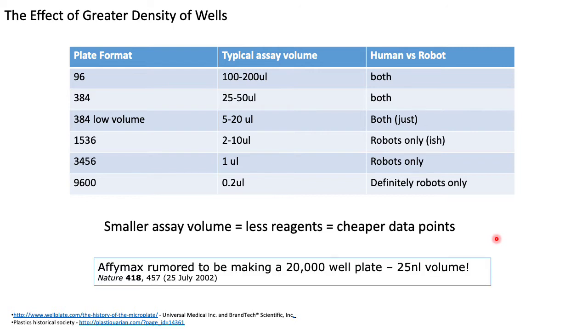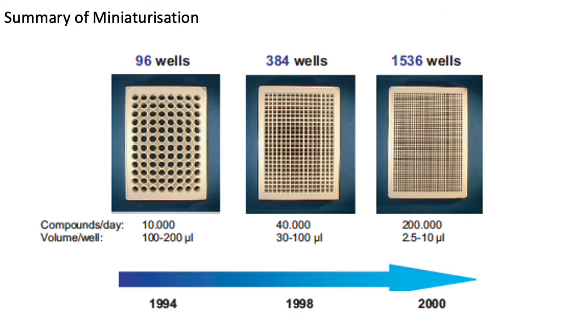And Aurora is actually rumoured to be making an even bigger plate, so 20,000 well plates, and that's using a volume of 25 nanoliters. So that's a really small volume, so probably impossible to work with. So it's a summary of the miniaturization. So you can see how we've been miniaturizing these well plates.